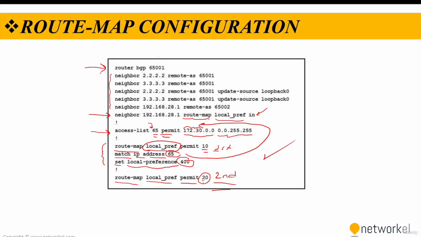So what I am doing is applying this for my particular BGP neighbor. This is applicable only for this neighbor. This route map will have no effect for other neighbors. So it will apply local preference 400 to this address range only for this neighbor during BGP neighborship.